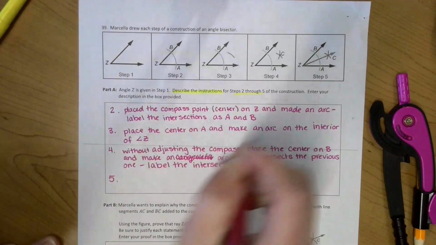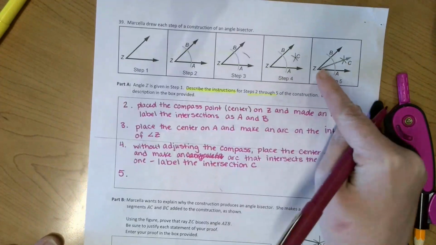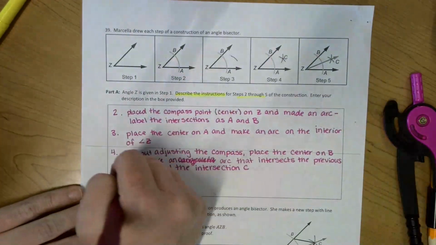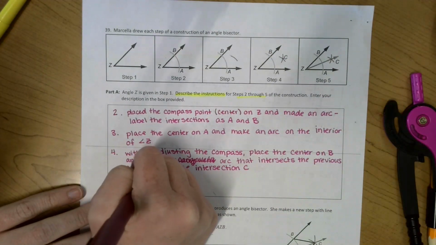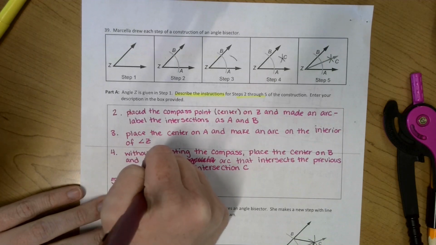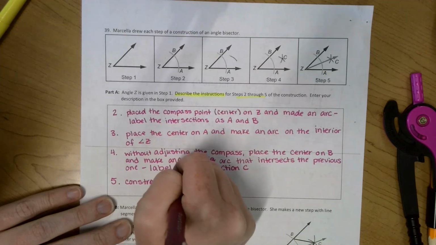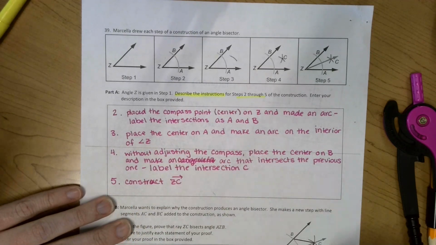And then step 5, to get from 4 to 5, the difference here is we have connected Z and C, so we are going to construct, that is a ray, so ray ZC, because Z is the endpoint.